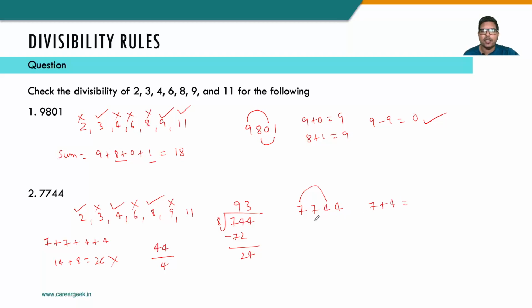As you can see, they are giving the same value. 11 and 11, and the difference is 0, which is divisible. So that means this 7744 is divisible by 11. I hope the divisibility rules are clear. How to check?